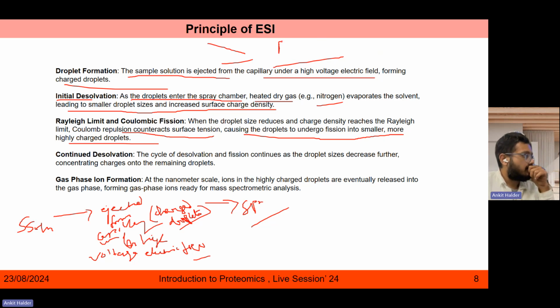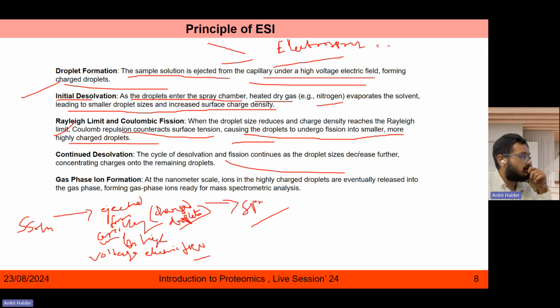So if we talk about electrospray ionization, this is how it is sprayed, forming the charged surface. Then nitrogen gas is applied, you reach the Rayleigh limit, where it will fission further, and it will continue, and then finally the highly charged ions are released into your gas phase, forming the gas phase ions ready for mass spectrometric analysis.